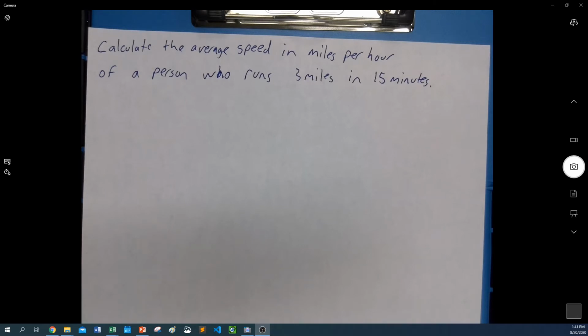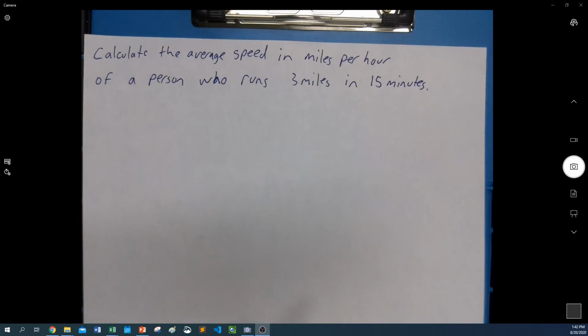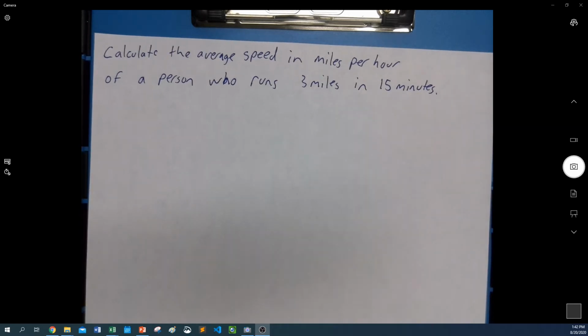Anyone get an answer? What'd you get? 300 miles? So, calculate the average speed in miles per hour. Your answer should be in miles per hour. And also of a person who runs 3 miles in 15 minutes. What'd you get? 12 miles per hour? What'd you get? 0.2 miles? What'd you get, Jacob? Alright. Question.